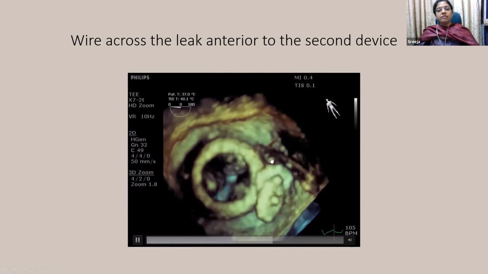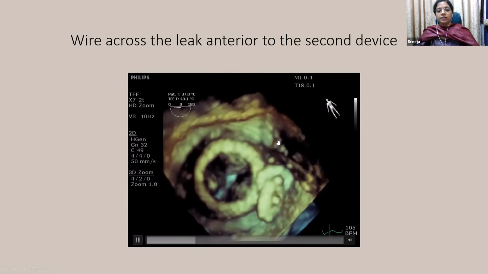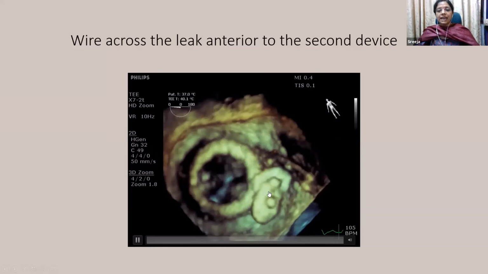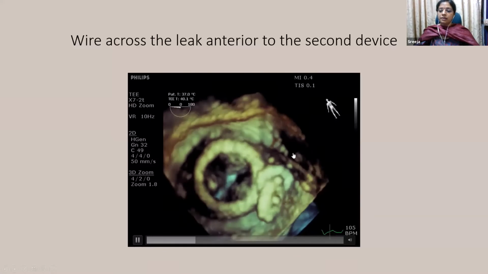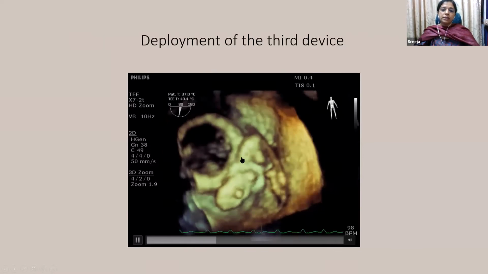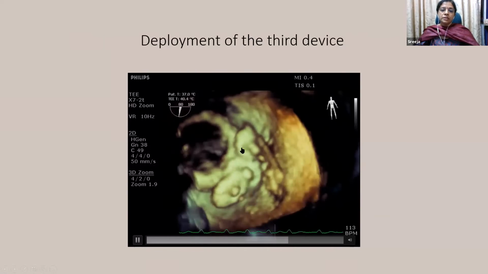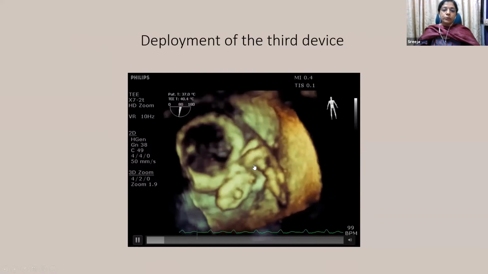And since there was a residual leak, we again crossed the leak anterior to the two devices. This is a wire which is seen, which has crossed the leak anteriorly. And this is the deployment of the third plug. So all this can be monitored by the single view.